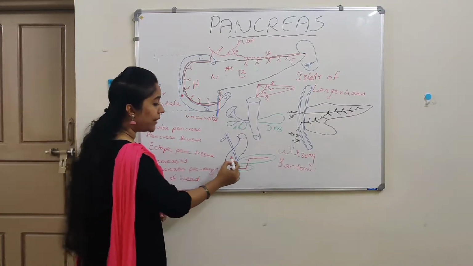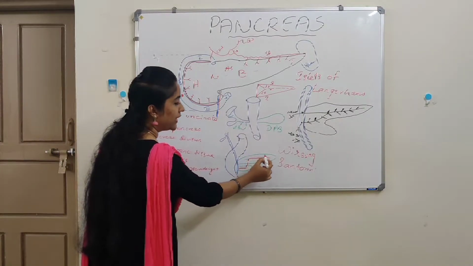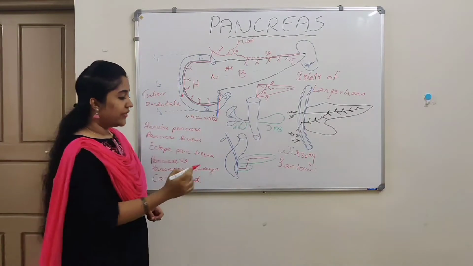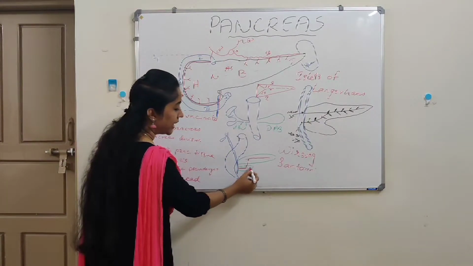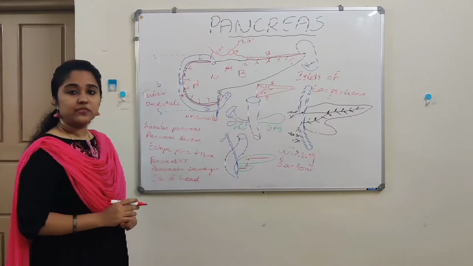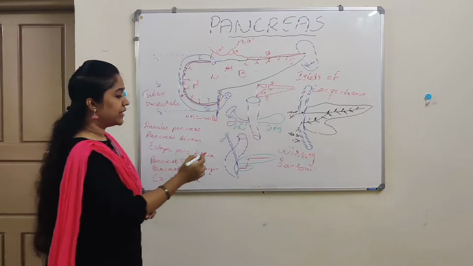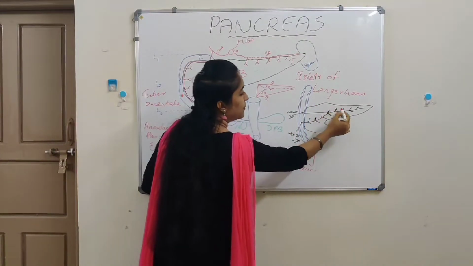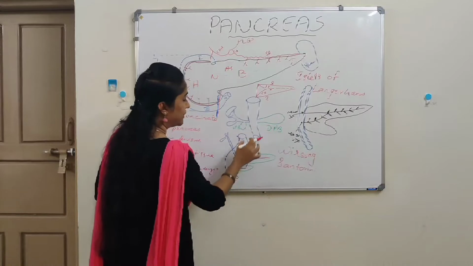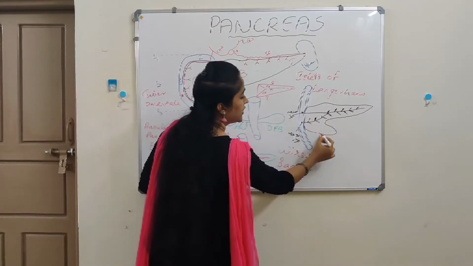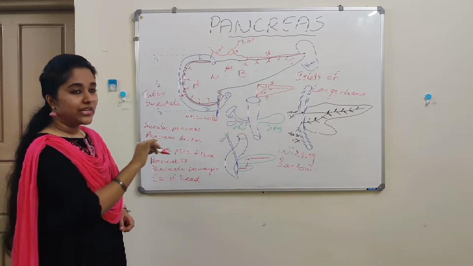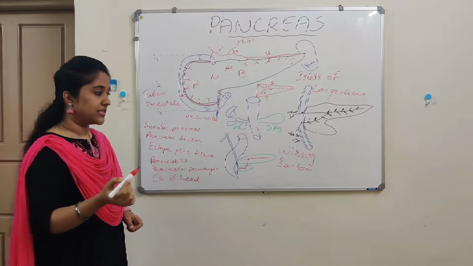Now the upper part of the head, neck, body and tail arise from the dorsal pancreatic bud, whereas the lower part of the head and the uncinate process arise from the ventral pancreatic bud. So you can see in this figure the upper part of the head, the neck, body and tail from the dorsal pancreatic bud, whereas the lower part of the head and the uncinate process arise from the ventral pancreatic bud. What about the duct?